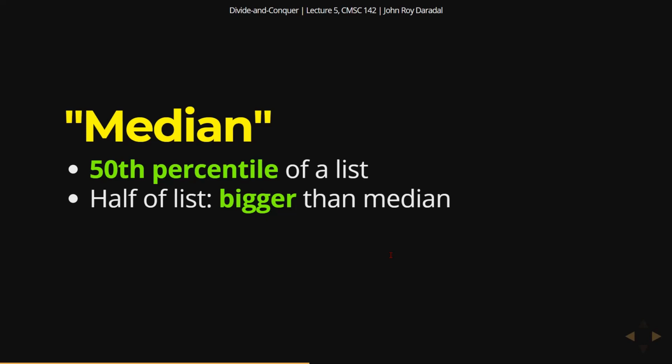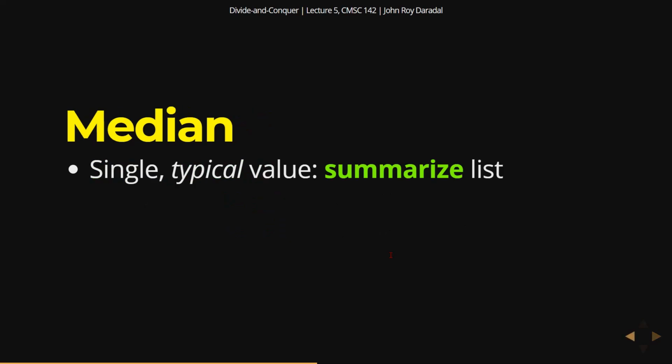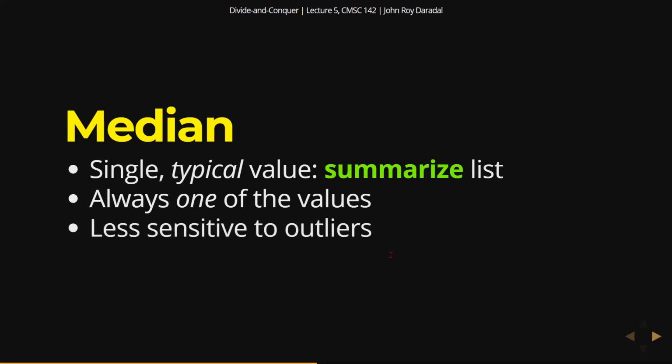Get it? Anyway, so median, as you know, is the 50th percentile of a list, and that means that half of the list is bigger than the median and half of the list is smaller than the median. So it's basically the halfway point of the list, the middle part. The median is a single typical value that summarizes the list. It's always one of the values. It's not like the mean or the average, which usually is not part of the values. So median is always one of the values, and that makes it less sensitive to outliers.